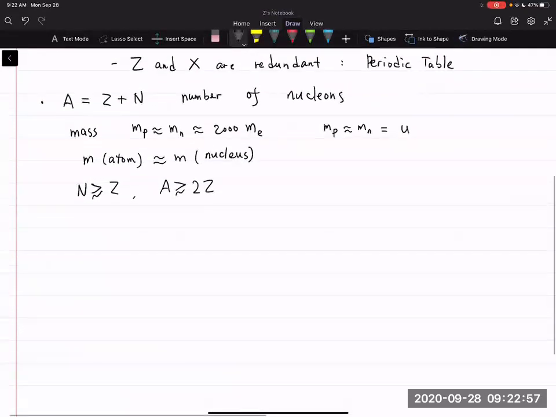Okay, so that's very basic terminology. And now something slightly more interesting. Different nuclei can have the same number of protons, but a different number of neutrons. It's like the examples I mentioned before, like hydrogen. We can have hydrogen, deuterium, tritium.